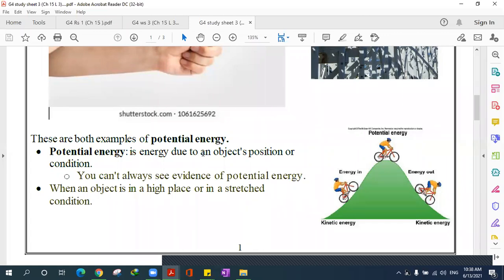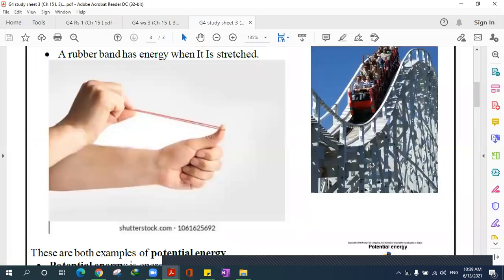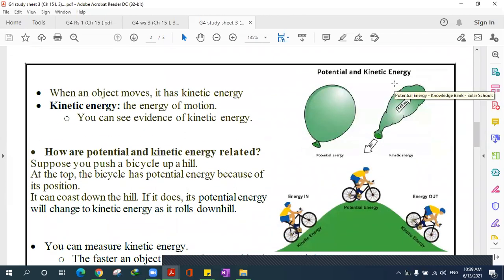You can't always see potential energy because the object is not moving most of the time, so you can't see evidence for potential energy, but you still know that. For example, the bike is standing on the top of the hill here. We know that it's not moving, and you can't see evidence that it still has energy. But you know that because of its possession, where it is, it's now having potential energy.